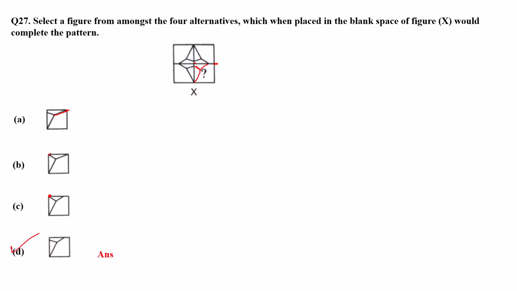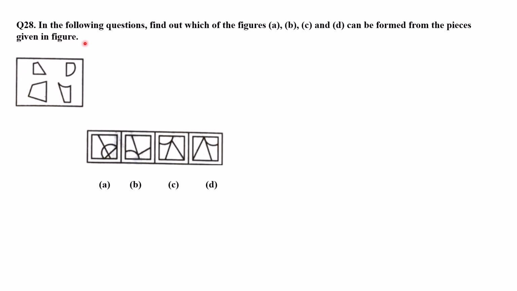Now moving to the next question. In the following question, find out which of the figures A, B, C and D can be formed from the pieces given in the figure. Now by combining these figures, which of the figures can you see? First one, here it is a semicircle, but the semicircle is not there here, isn't it? So A will not be a correct option. If you see options C and D, there is a triangle figure, but here there is no triangle figure, isn't it? So C and D are also not the correct options. The correct option is only B.